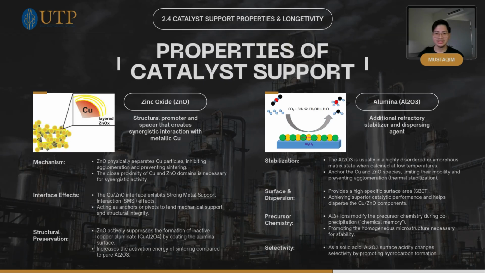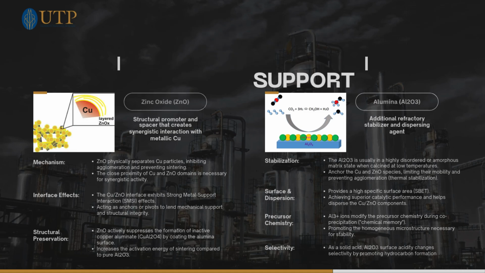It is critical because it physically separates the copper particles, actively inhibiting sintering or particle agglomeration. This spacing is what allows the crucial synergistic interaction between the copper and zinc oxide to occur, which determines the catalyst's high performance. Alumina, on the other hand, serves primarily as a refractory stabilizer and dispersing agent, ensuring a high initial surface area for the active components.